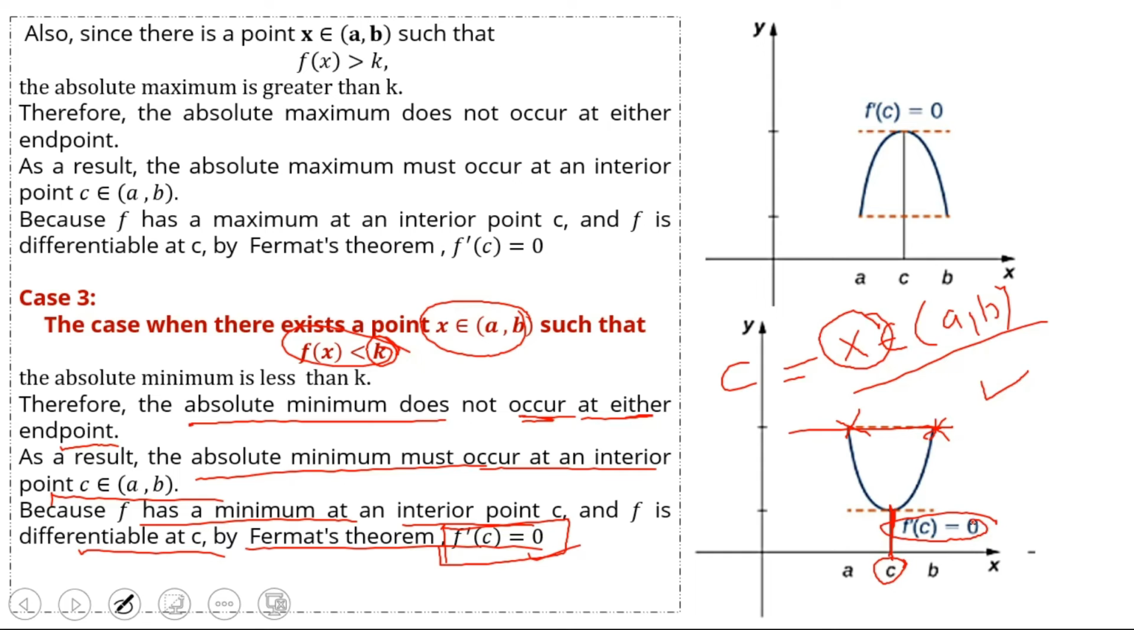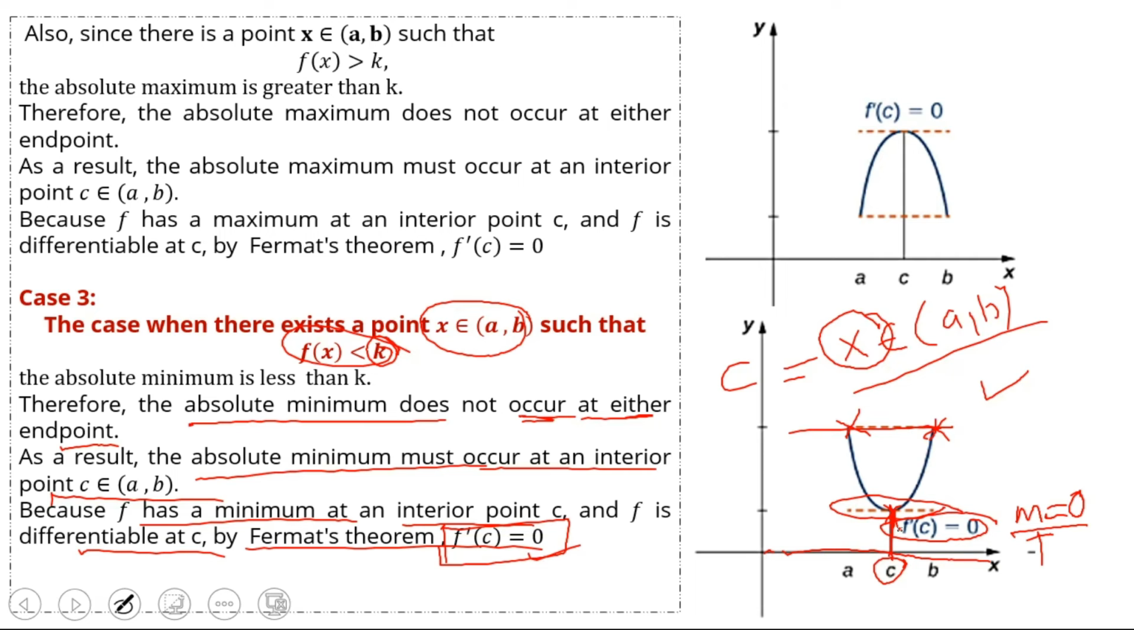is equal to 0. First derivative 0 means the slope of the tangent line is equal to 0, and the slope of the tangent line being 0 means the tangent is parallel to the x-axis, and at this point we have an absolute minimum.